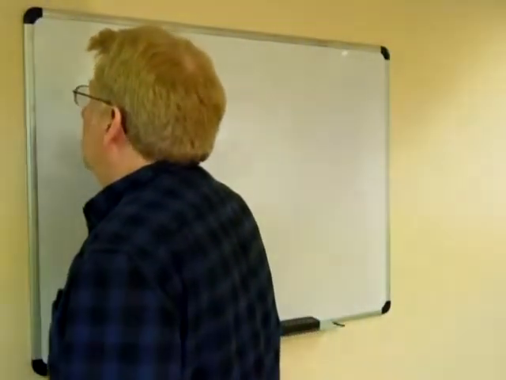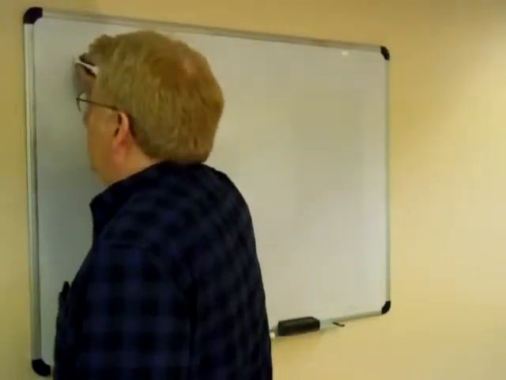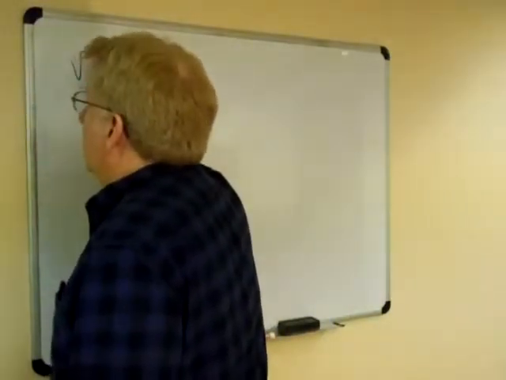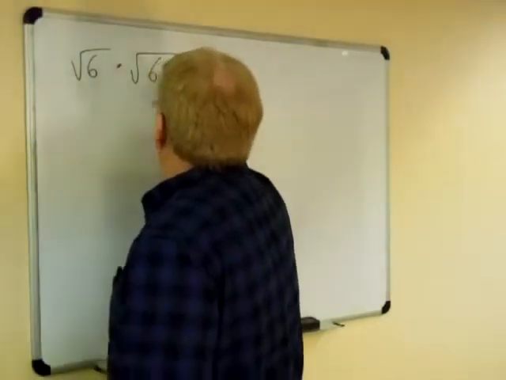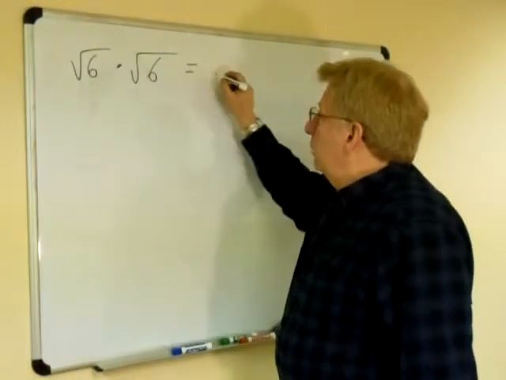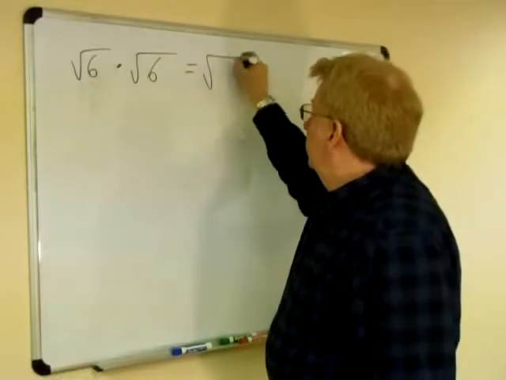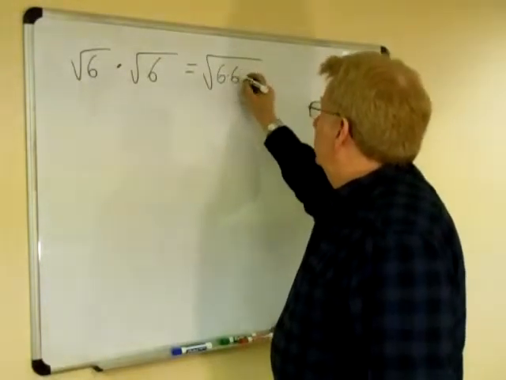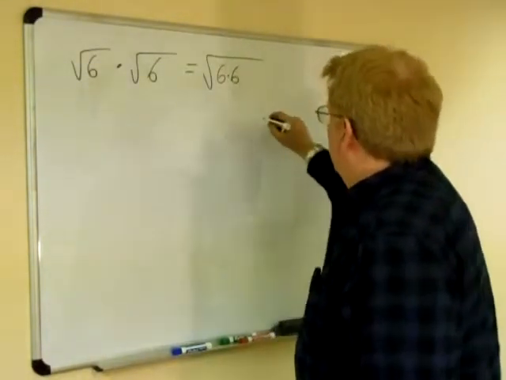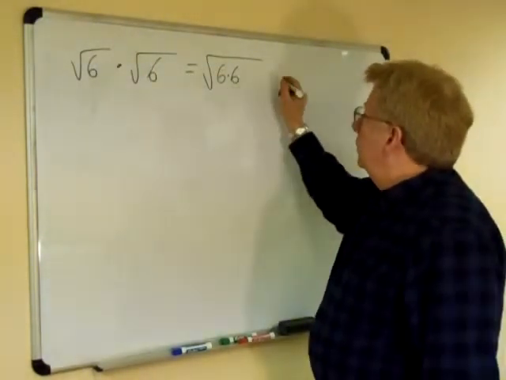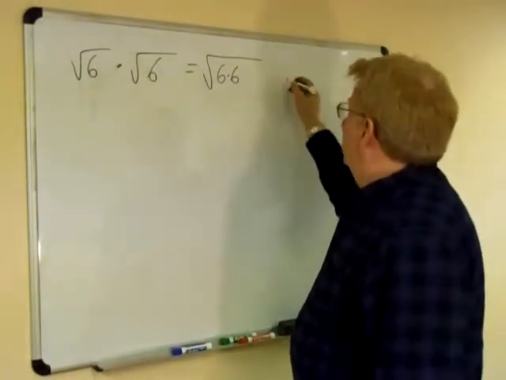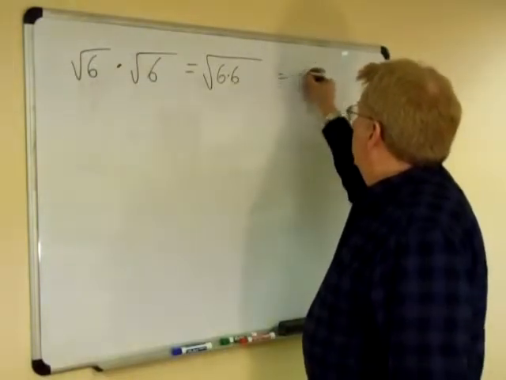Okay, a few more numbers. If we have the square root of 6 times the square root of 6, the product property says we can put them together. Square root of 6 times 6. And what number multiplied by itself can give you this number? Well, 6 can. So the answer to that is 6.